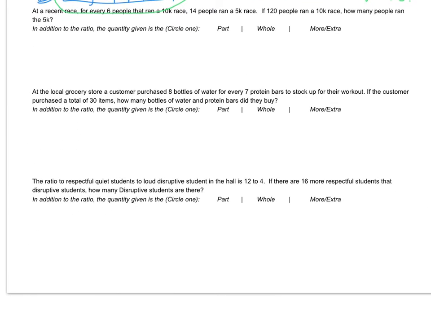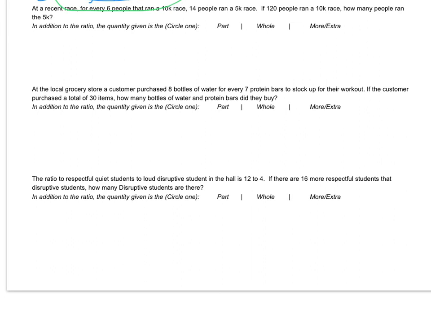Next one. At a recent race, for every 6 people that ran a 10K race, 14 people ran a 5K race. So our ratio is going to be 6 to 14. So we have the 10K would be 6. 1, 2, 3, 4, 5, 6. And the 5K is 14.